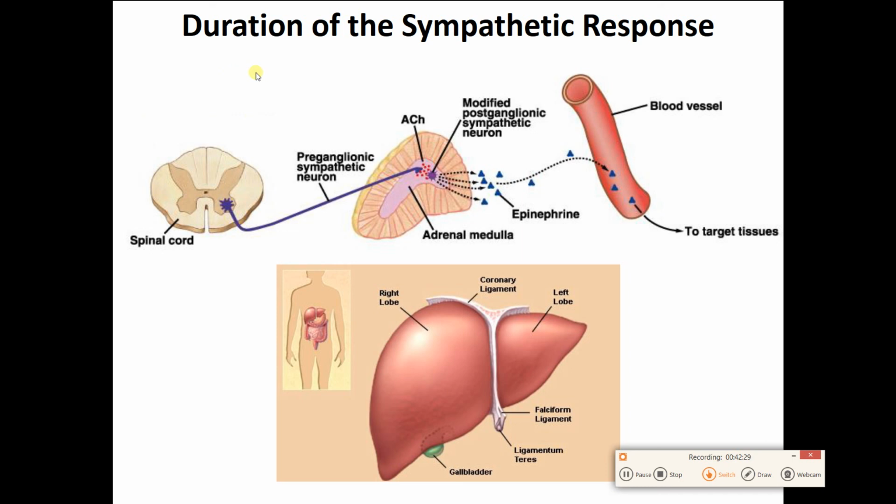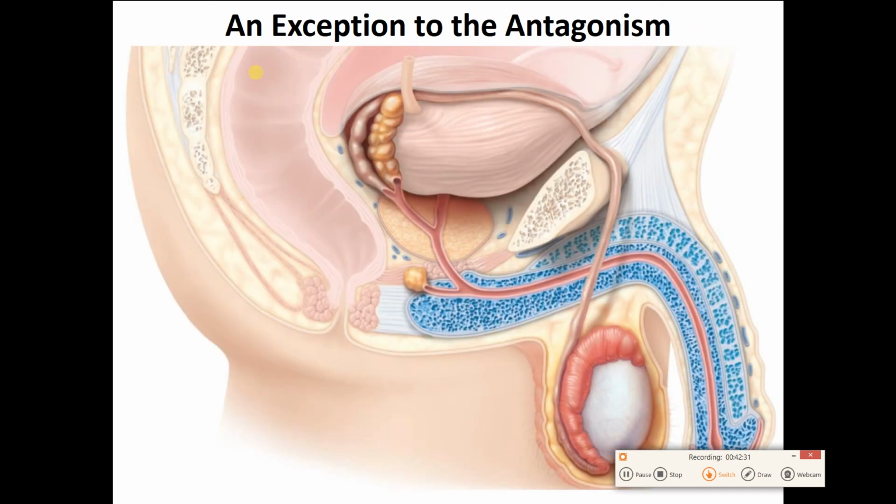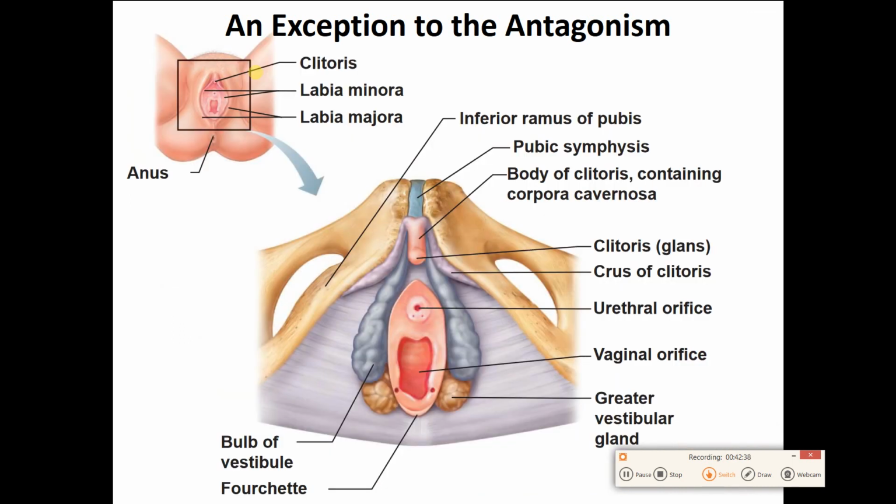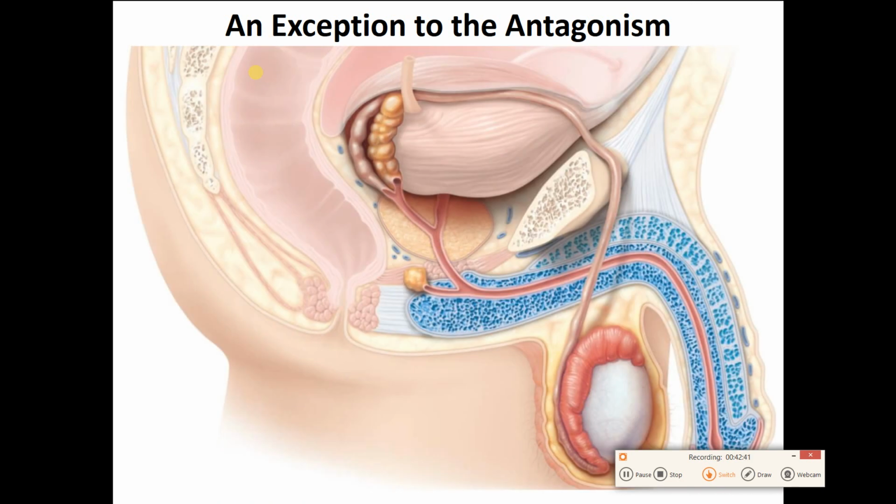Okay. Guys, we're so close to being done. All we got to do is one final exception involving male and female genitalia. We talked about antagonistic control earlier, remember? So sympathetic dilates your pupil. Parasympathetic constricts it. Sympathetic dilates your airways. Parasympathetic constricts. Sympathetic, heart rate up. Parasympathetic, heart rate down. That was antagonistic control, which was good for homeostasis.